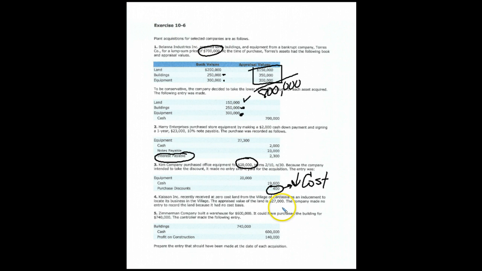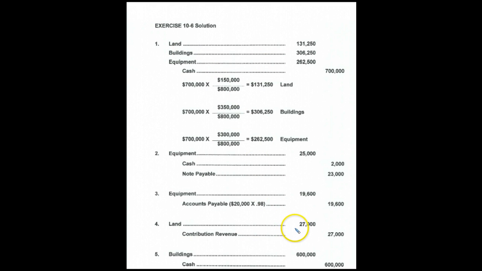And the fourth one, we received land that was donated to us. They didn't record it, but it is an asset for us, so we want to record the land, and we're going to record it at its fair value and record the revenue coming in.